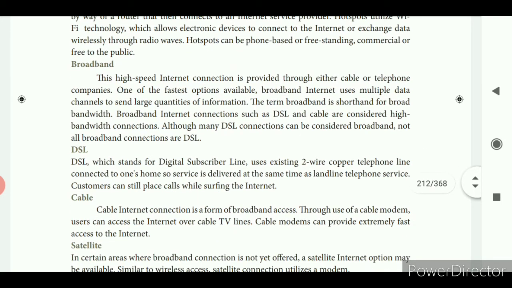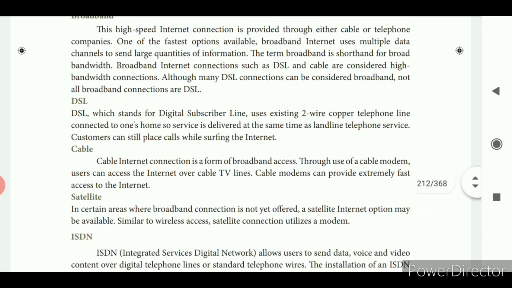What do you mean by DSL? DSL means digital subscriber line. Underline that line. It uses the existing two-wire copper telephone line connected to one's home. So service is delivered at the same time as landline telephone service. So DSL is a home connection. Customers can still place calls while surfing the internet.